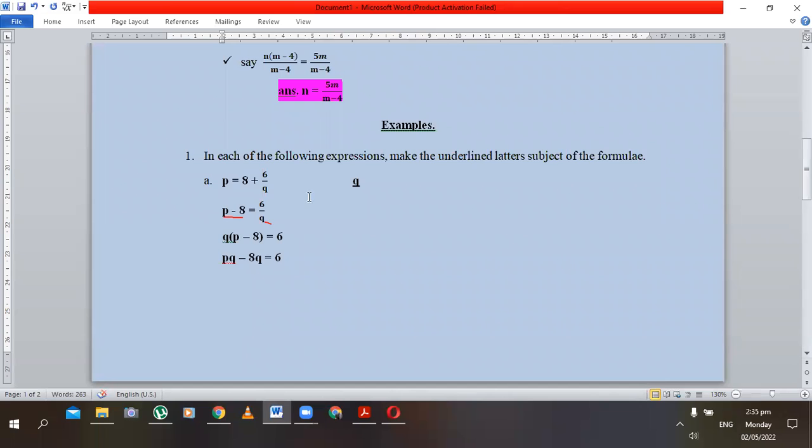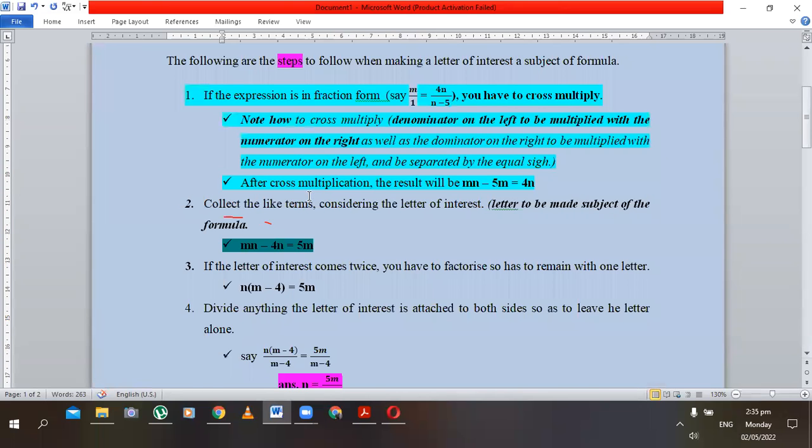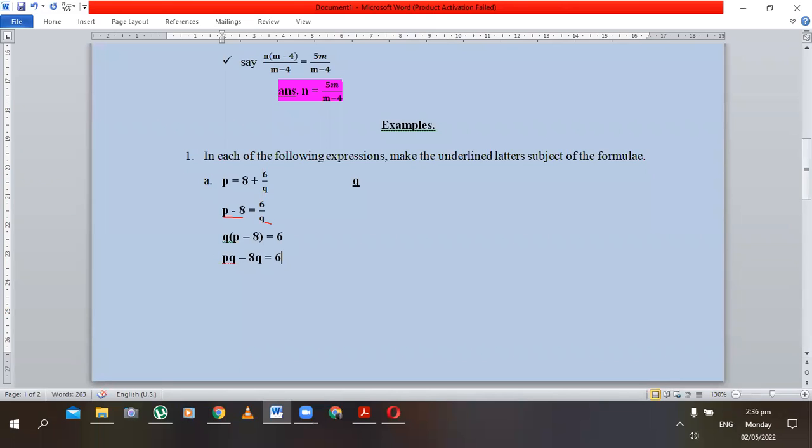From there, what do we do? We can go back to question number 2, collecting the like terms, taking into consideration the rate of interest. If we collect the like terms, we need to make sure that they are already like terms. Yeah, they are already like terms because the rate of interest here is Q, and we can see that Q and Q are on the same side. So once we factorize there, we're going to take out the Q, which is common. Once we remove Q, what remains there is P minus 8, and then that is equated to 6. Do you know what I've done there?